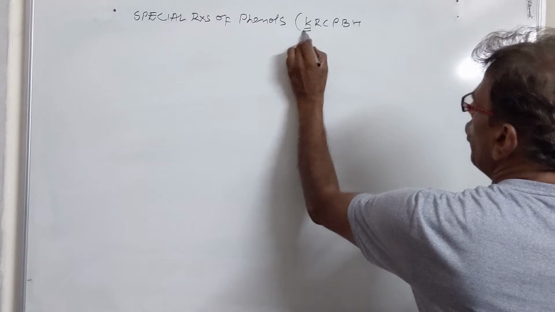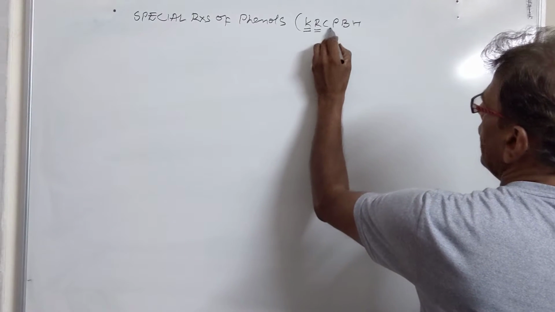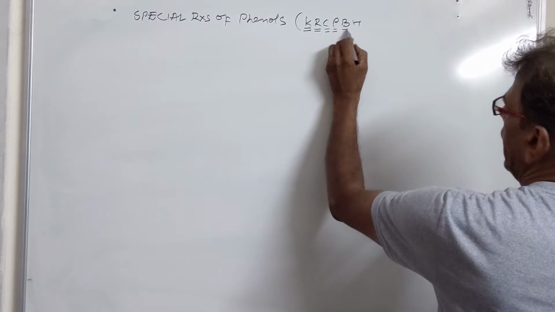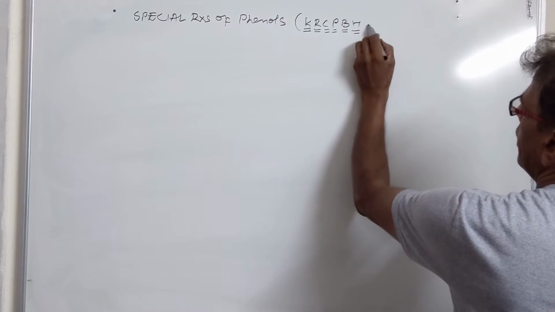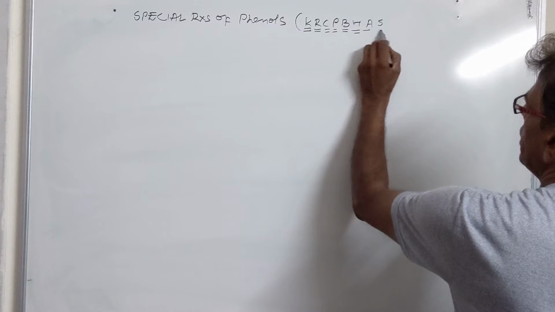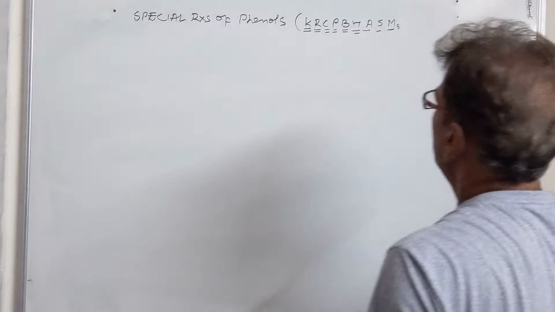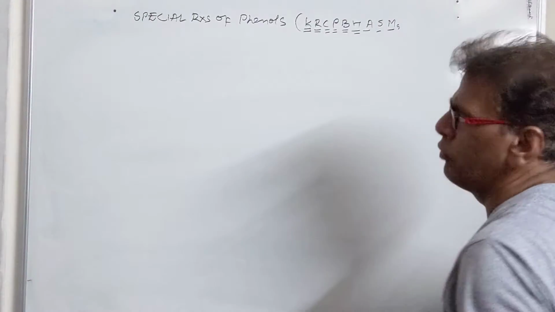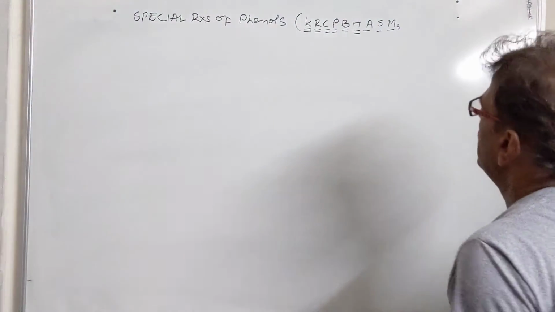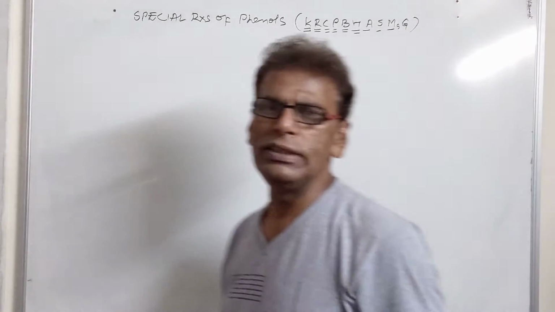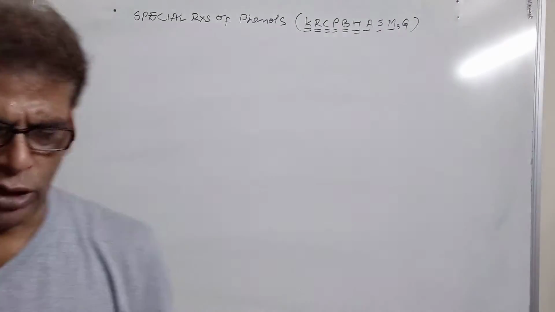K stands for Kolbe's reaction, R is Reimer-Tiemann reaction, carbylamine reaction, formation of phenol, then bakelite formation, hydrogenation, aspirin formation, formation of cellulose, methyl salicylate. So these are the 9 reactions of the phenol. We'll be having one more reaction, that is Gattermann aldehyde synthesis. So these are the 10 special reactions of the phenol.